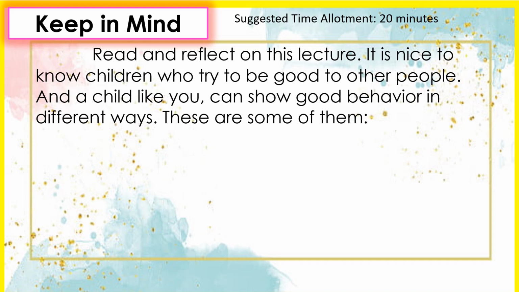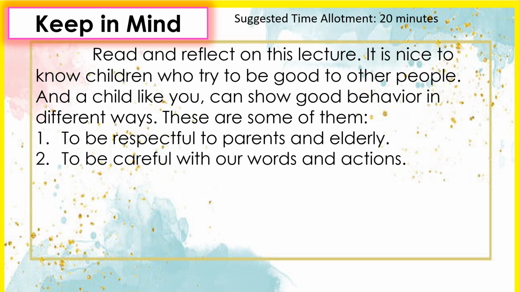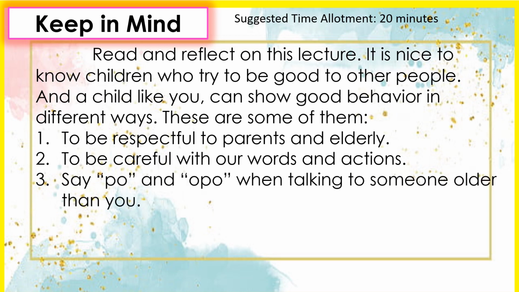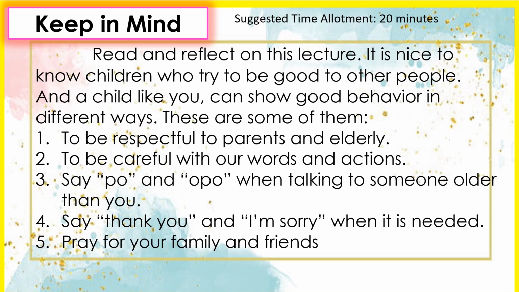Keep in mind, suggested time allotment 20 minutes. Read and reflect on this lecture. It is nice to know children who try to be good to other people. And a child like you can show good behavior in different ways. These are some of them. Number 1, to be respectful to parents and elderly. Number 2, to be careful with our words and actions. 3, say po and opo when talking to someone older than you. 4, say thank you and I'm sorry when it is needed. Number 5, pray for your family and friends.